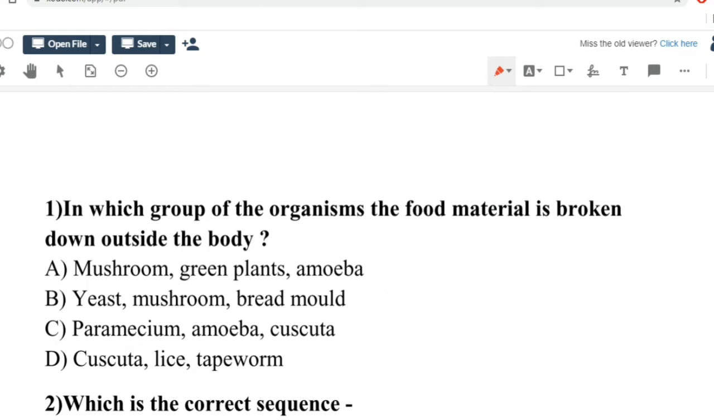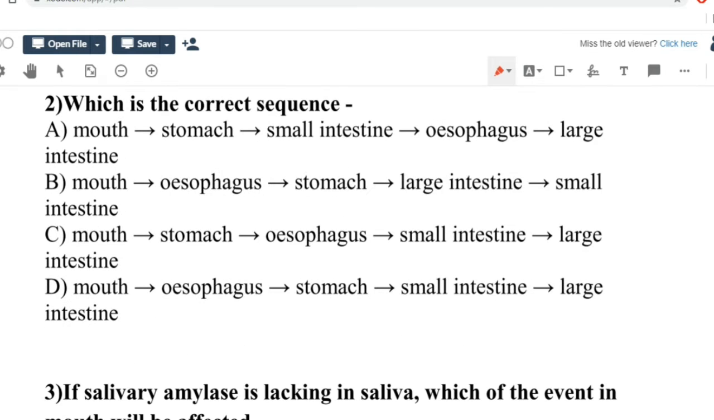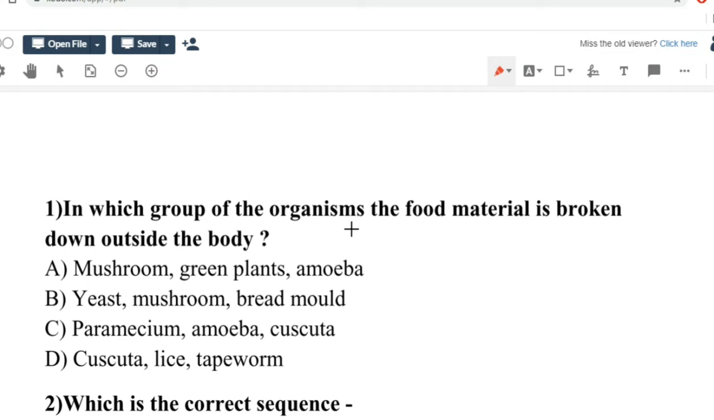So the first question is, in which group of organisms the food material is broken down outside the body? Option A, mushroom, green plants, amoeba. Option B, yeast, mushroom, bread mold. Option C, we have paramecium, amoeba, cuscuta. And option D, we have cuscuta, lice and tapeworm. Now let's see one by one.